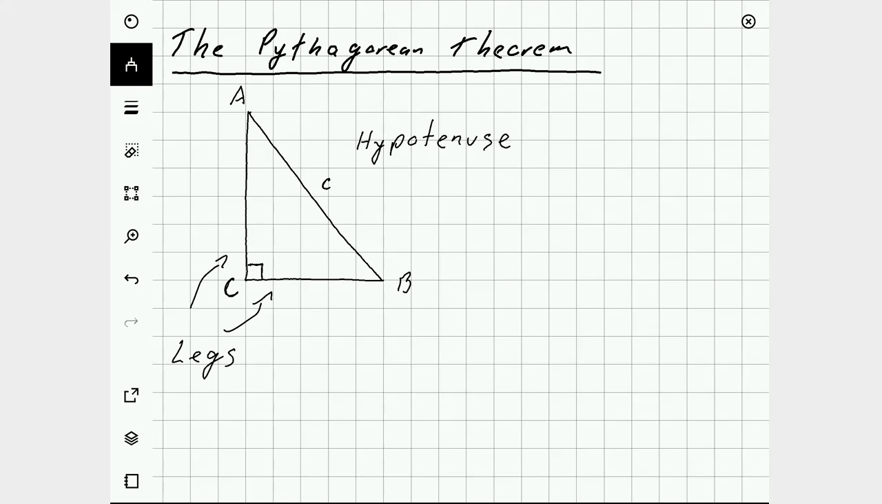are called the legs. There's no real way of differentiating which leg is which, except one of them is the leg that is opposite angle A, so we'll call that side little a, and the other one is the side opposite angle B, so we'll call that side little b. And then together we get that a squared plus b squared equals c squared.